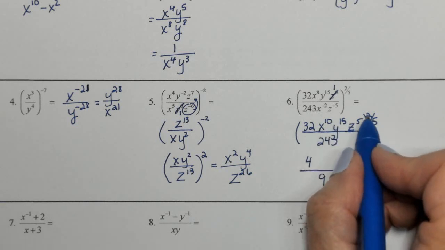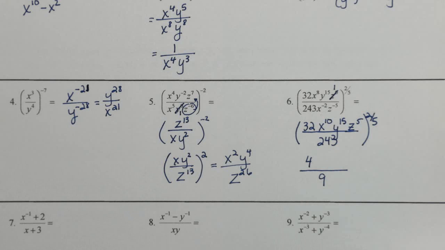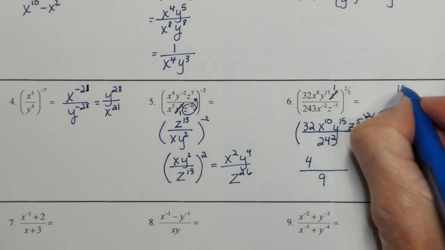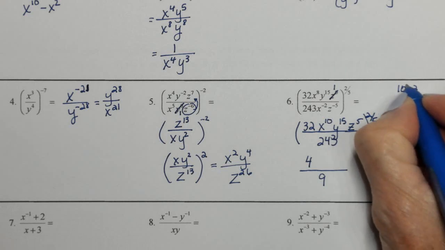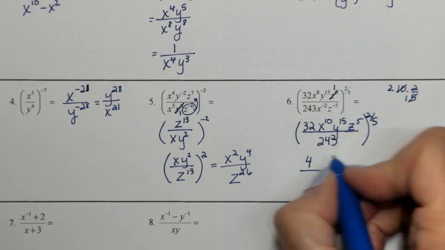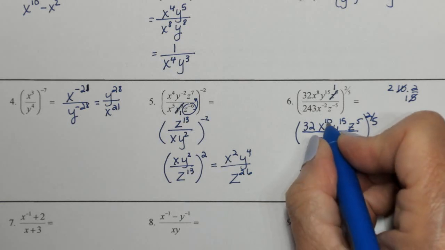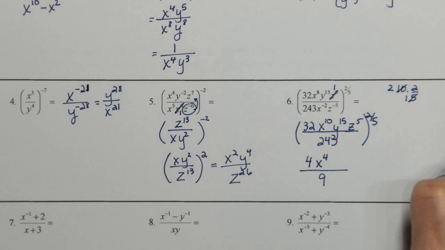x to the 10th. I'm multiplying 10 times 2/5. If you need to come off to the side, 10 times 2/5. 5 goes into 10 2 times, leaving a 1 on the bottom, and that will be 4. So x to the 10th to the 2/5 is x to the 4th.